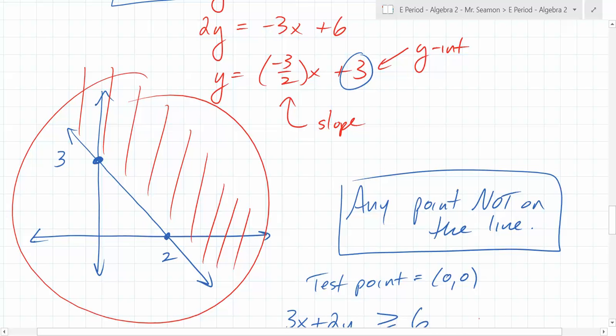Is it dotted or solid? Are you shading the right side? Test a point. (0, 0) is a great point. What's the only time you can't use (0, 0)? If the line goes through it. If it's on the line. Exactly.